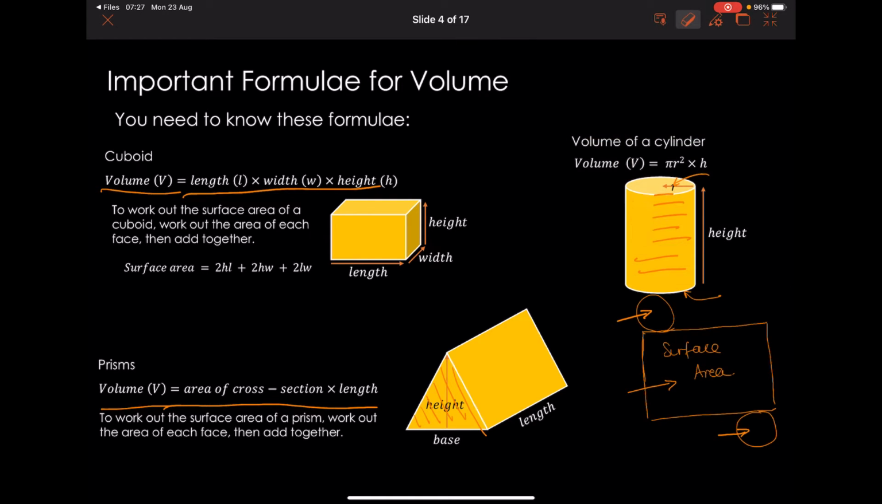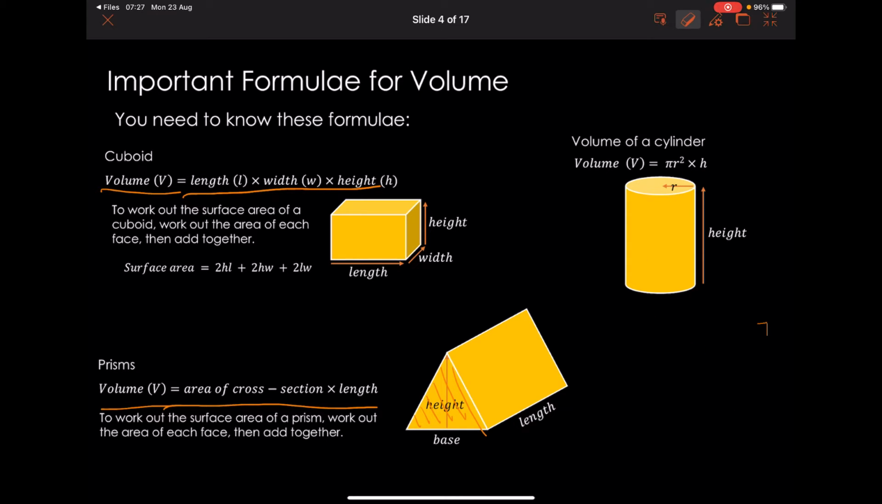Okay, so I'm going to show you some more examples of that shortly. Right, for now, write down the formulas for the volume because you're going to need them. So if you haven't already, do that, and then we are going to do a couple of questions.